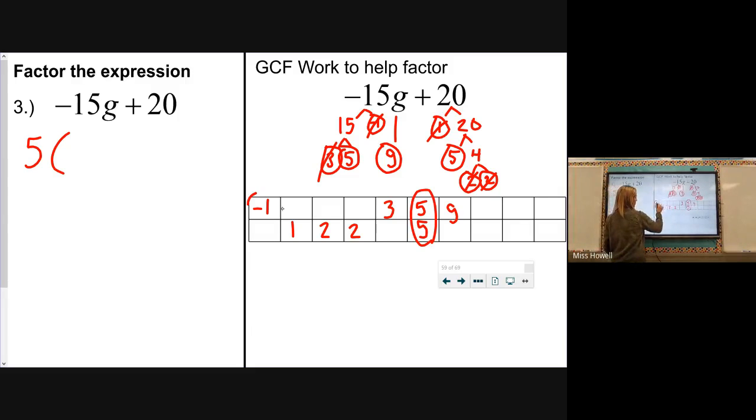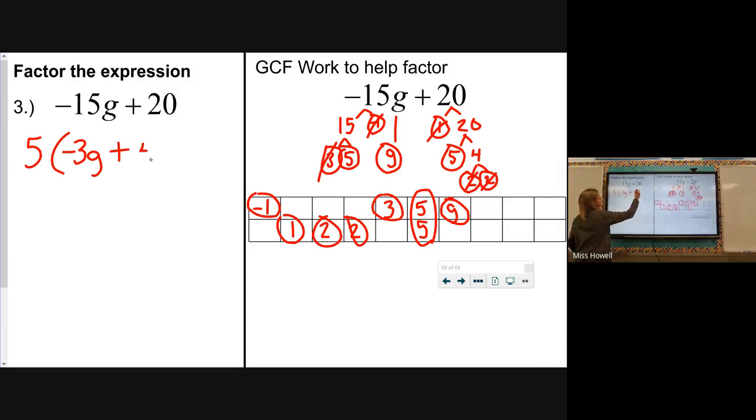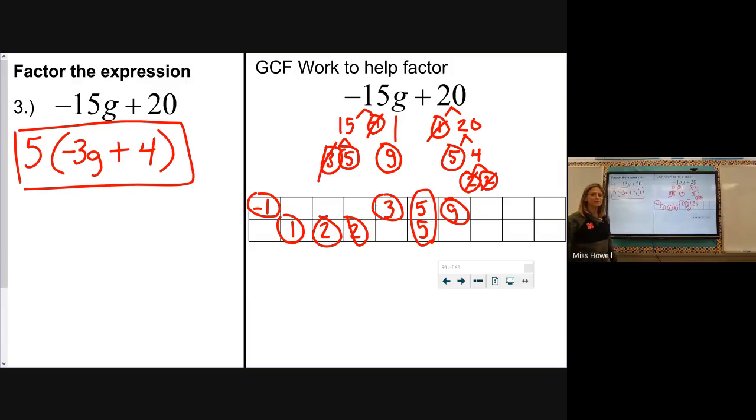We have a -1, 3, and G that's left over on top. So -1 times 3 times G would give us a -3G. Or I could have taken this -15G and divided by 5 to get the -3G. Be careful, you need your negative sign there. All right, on the bottom, we have 1 times 2 times 2 left over. So 1 times 2 times 2 would just give us a plus 4. So good factored completely version, 5 times -3G plus 4.